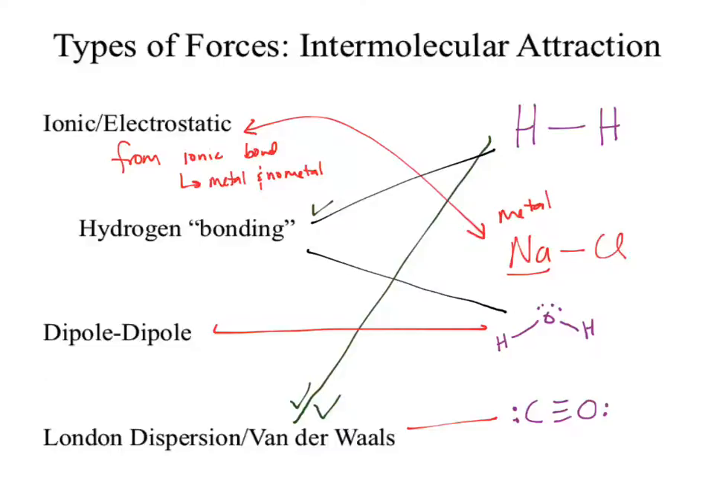Which was, I need some definitions. An ionic or electrostatic force comes from an ionic bond, and an ionic bond comes from a metal bound to a nonmetal. So I accept that as a working definition for both ionic bonds and ionic or electrostatic forces. Okay, so that one's good. I'm okay with that. But we have three more forces below.